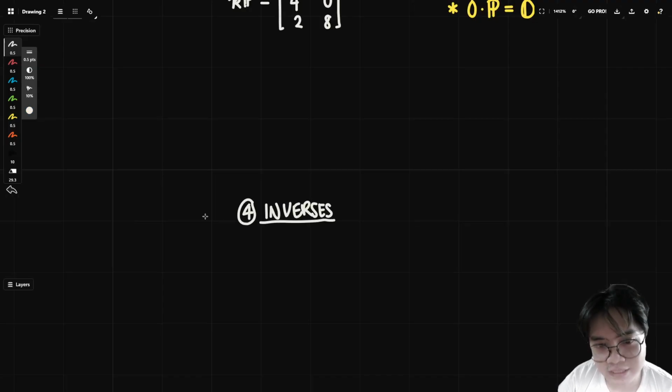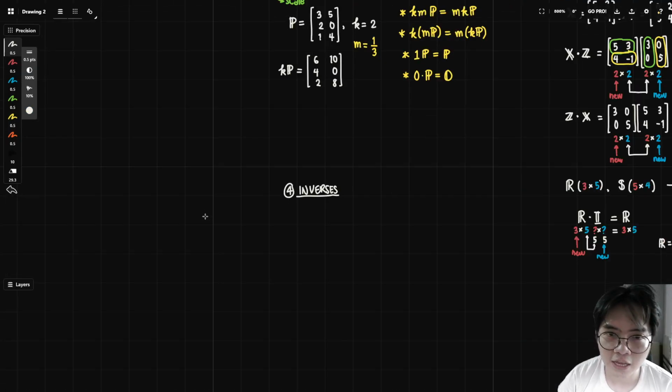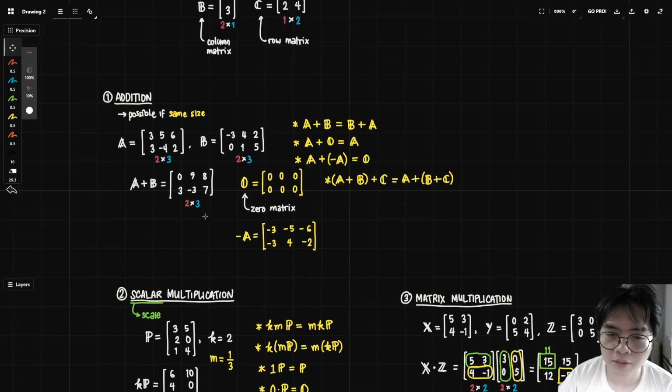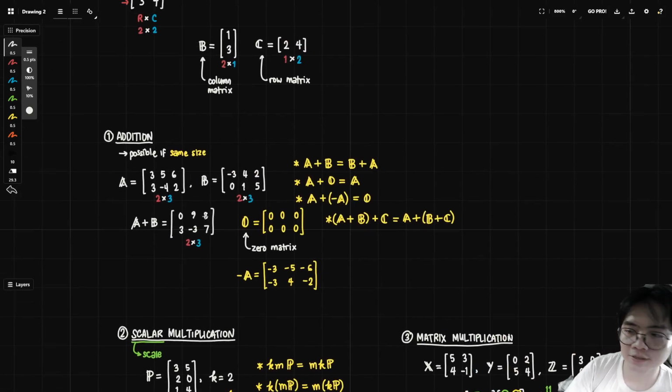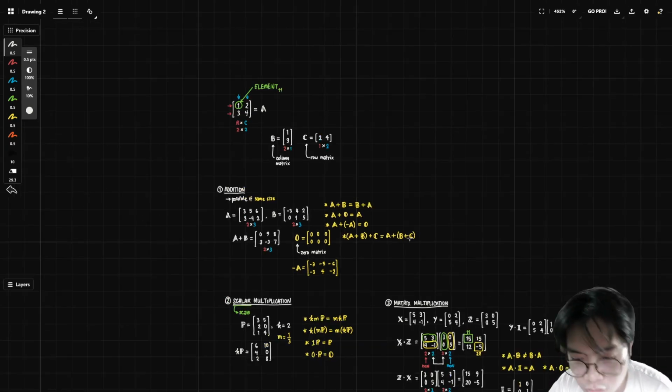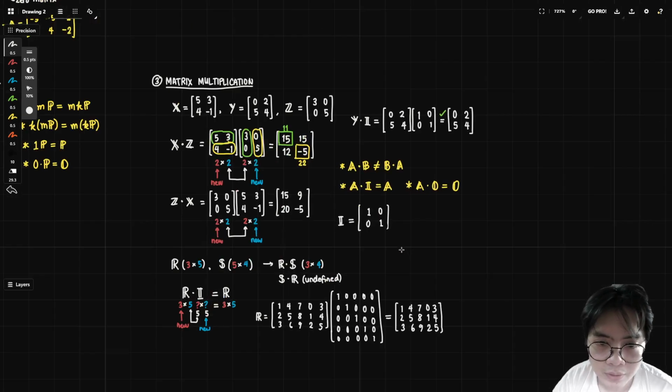Inverses. In this case, you will see a point in here, right? In addition, there is an additive inverse, right? An additive inverse is just putting a negative sign, right? If you remember that in normal numbers and just scalars, yes, that is correct. And in this case, for matrix multiplication, there's also a multiplicative inverse.